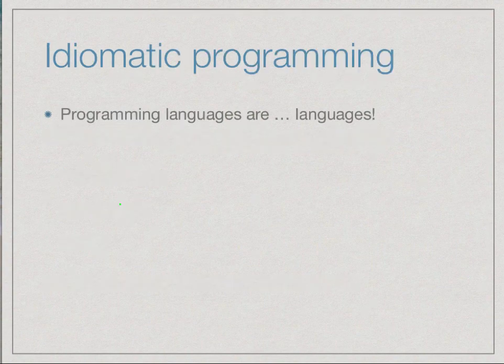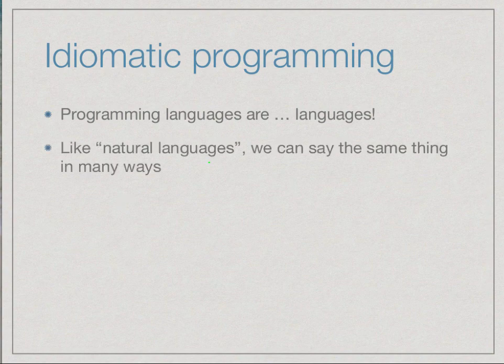So a concluding remark about programming in Haskell or in any other language. A programming language is in the end a language. So like languages that we speak, natural languages, in a programming language we can always say the same thing in many different ways, and this is what we have been stressing so far, that there are many different ways to write the same function in Haskell.